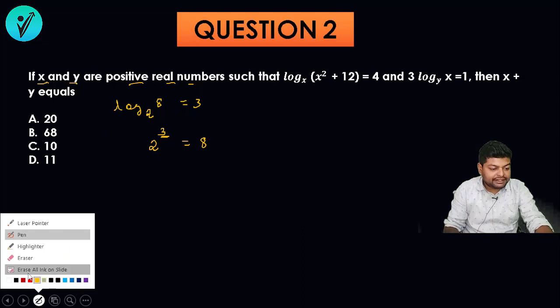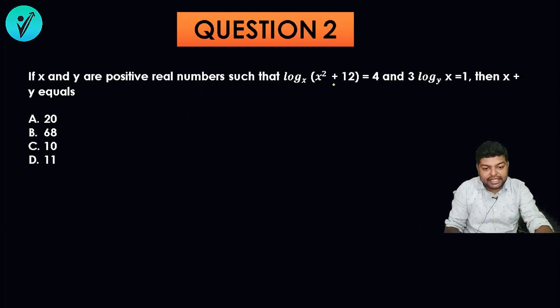Similarly, we'll be using that concept only, means x should be raised to the power of 4 so that we get this number. If you decode this in your own language, you'll be writing that when x is raised to the power of 4, or when the base is raised to the power of 4, I'll be getting this number, x squared plus 12.